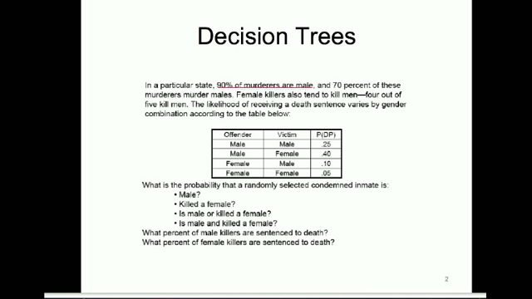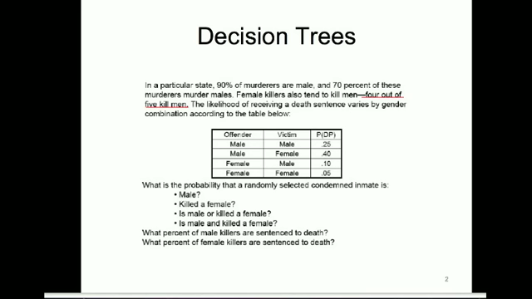So from the data, 90% of murderers are males. That means that 10% are females. 70% of male murderers murder males. So we know that obviously 30% of their victims are female. And female killers also tend to kill males. And we have 4 out of 5 who kill men. So that is going to help us create our decision tree, probability tree.